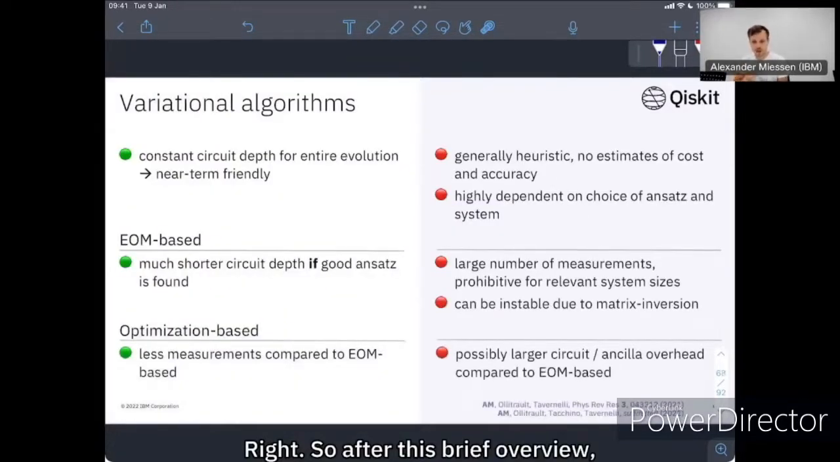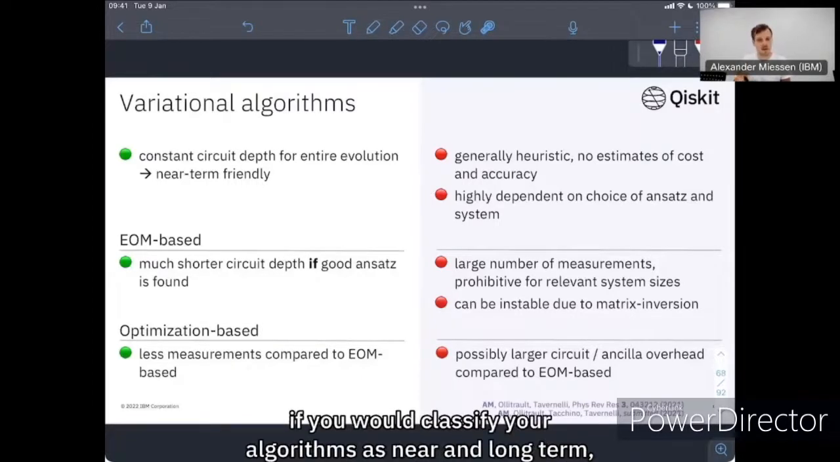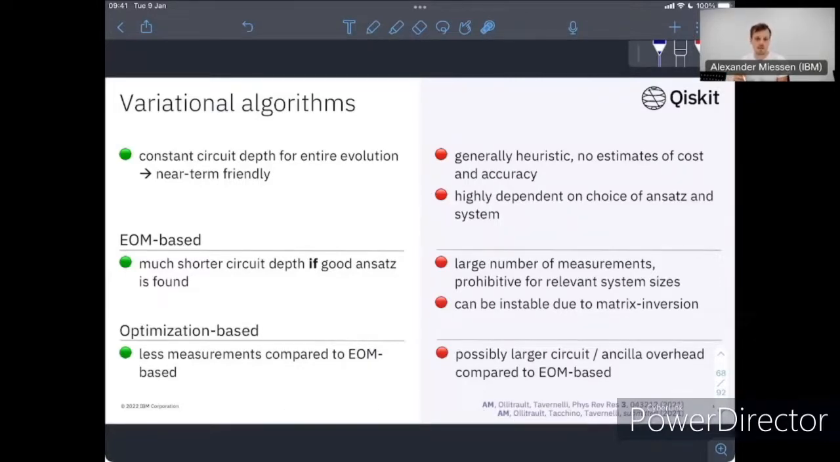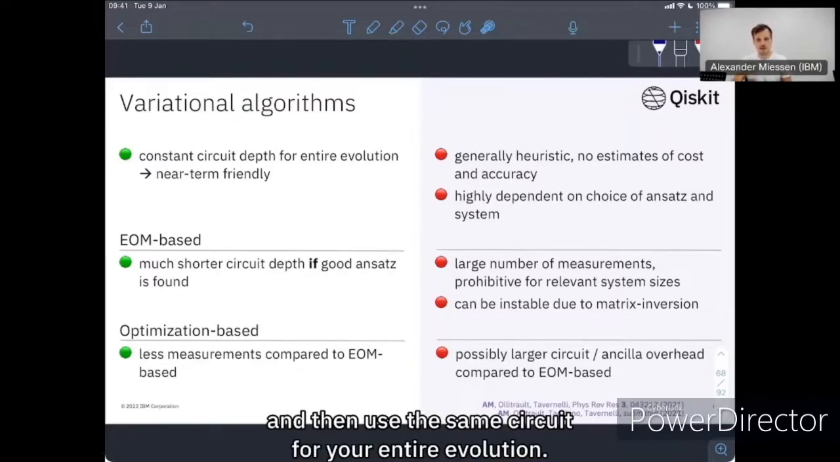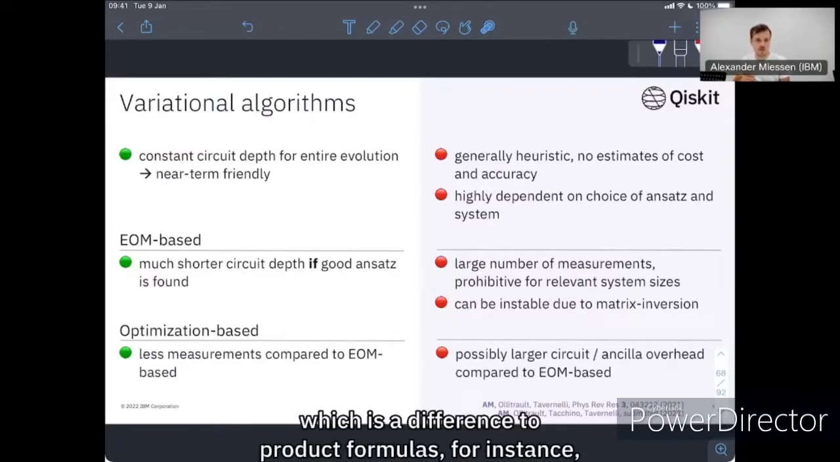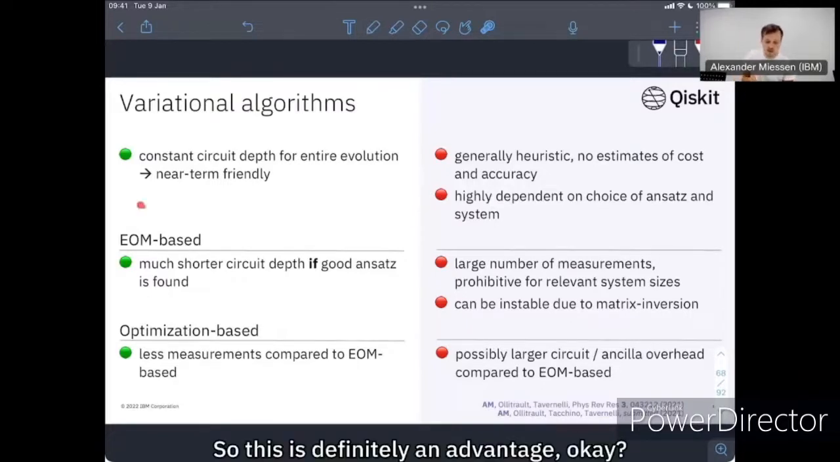Right, so after this brief overview, some pros and cons of these variational algorithms. I mean, generally, these variational algorithms would fall into this near-term algorithm category if you would classify your algorithms as near and long-term, because their target is to model your system with much shorter circuits than these decomposition methods, okay? And so in particular, because you construct this variational ansatz and then use the same circuit for your entire evolution, the circuit depth is constant throughout your evolution, which is a difference to product formulas, for instance, where the depth might grow throughout the evolution. So this is definitely an advantage, okay?